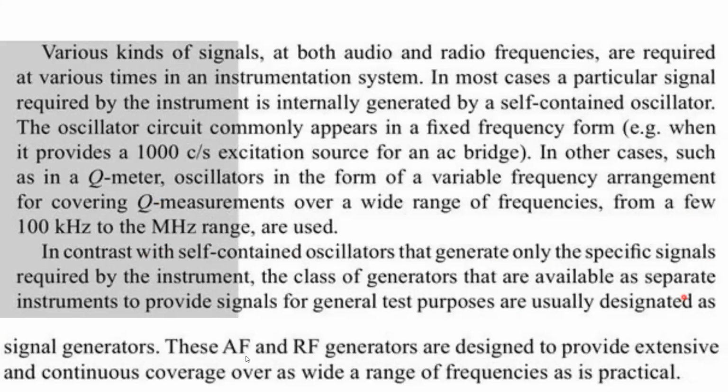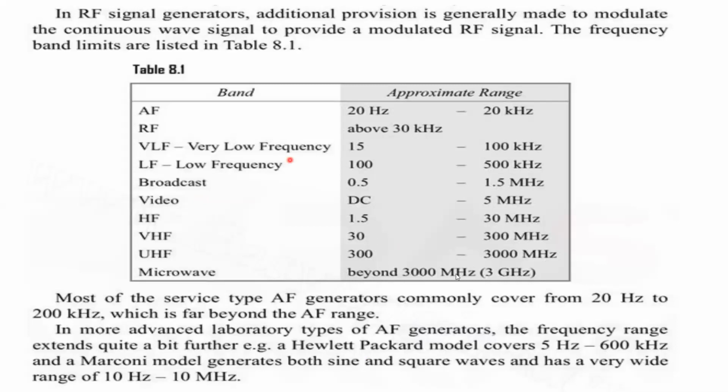The audio frequency and radio frequency generators are designed to provide extensive and continuous coverage over a wide range of frequencies in practice. These are the different ranges, these are the different bands and approximate ranges here. Frequency range is provided here. In RF signal generators, the additional provision is generally made to modulate the continuous wave signal to provide the modulated RF signal, that is radio frequency signal.